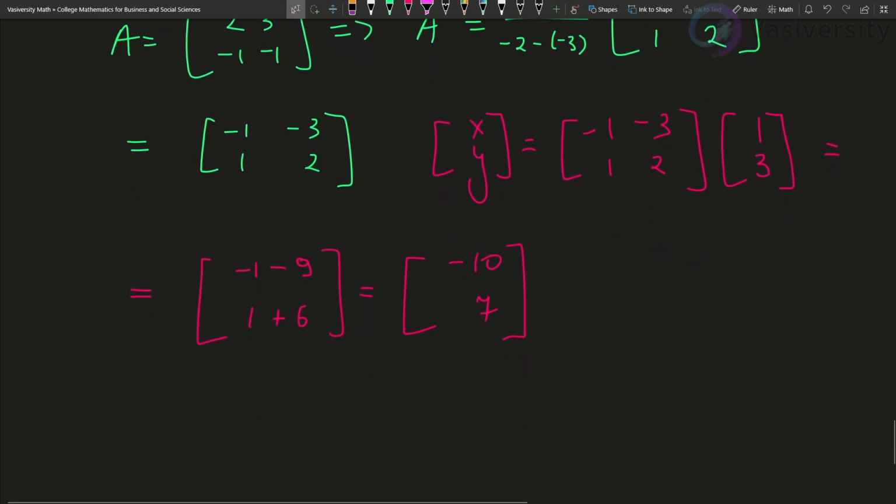Next time, we're going to learn about partial fraction decompositions, and we will move on to sequences and series.